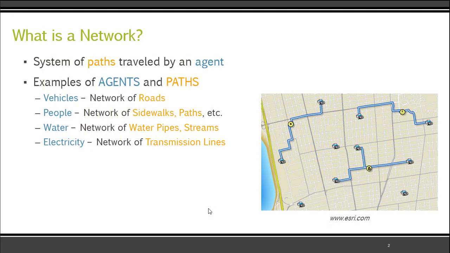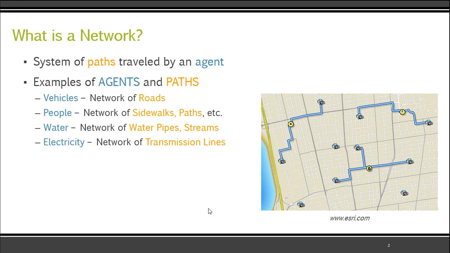All right, first and foremost, like with everyone, we're going to describe our terms and come to a common understanding of what is a network. A network is defined as a system of paths traveled by an agent. So let's go through some examples of agents and paths.